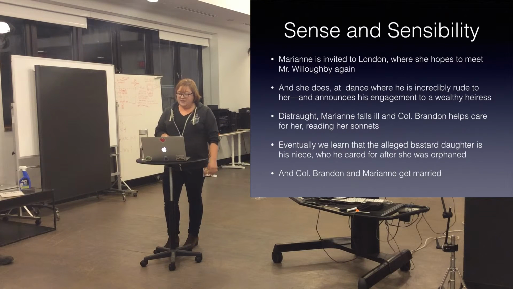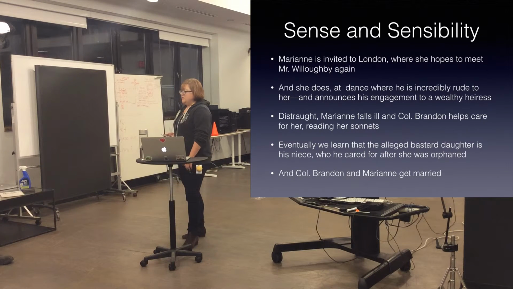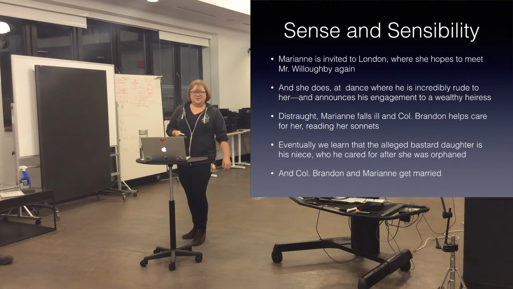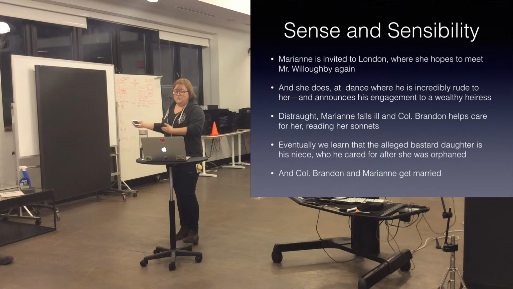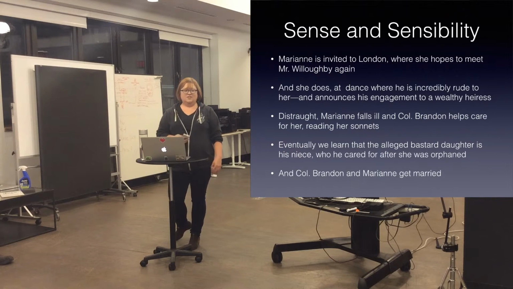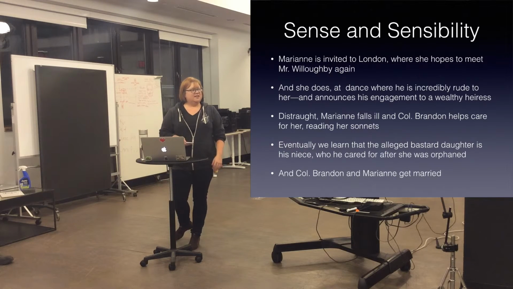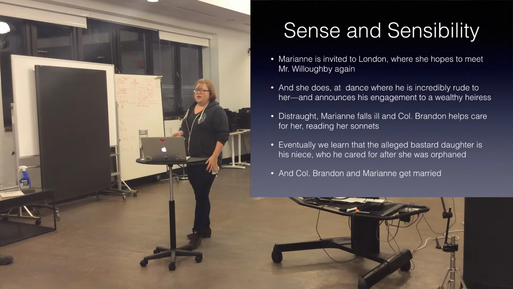Marianne ends up in London, where she hopes to meet Mr. Willoughby again. She does, unfortunately, at a dance where he's very sort of 17th century rude to her, and he sends her this letter where it's like, you're a silly little girl and I was never interested in you, whatever, and by the way, have you met my new fiance who's super wealthy and you're not? Marianne falls ill because, like I said, she's a little delicate. Not terribly ill, just interestingly so.